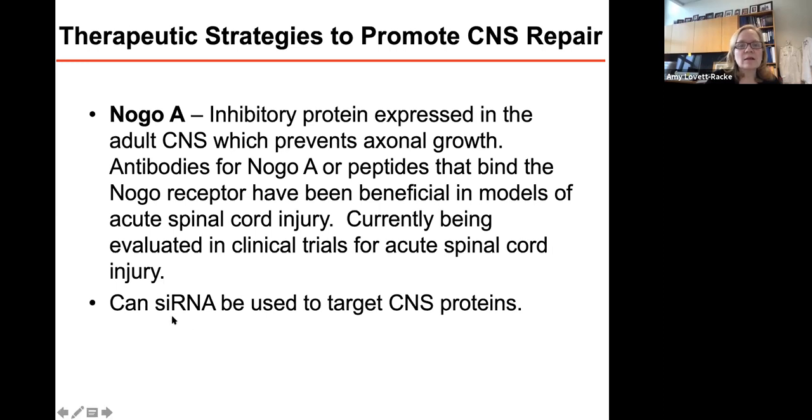So we had done a study in mice to target NOGO-A. NOGO-A is an inhibitory protein that's expressed in the adult CNS, and it prevents axonal growth. During normal development, you don't have NOGO-A, and that allows your axons to develop normally and myelinate. And actually, as they myelinate, that's when NOGO is expressed, because it's expressed by oligodendrocytes. It's the upregulation of NOGO-A and some other inhibitory proteins that actually stop axonal growth. And this is important in normal development, so that you get a normal growth of axons that make appropriate connections.